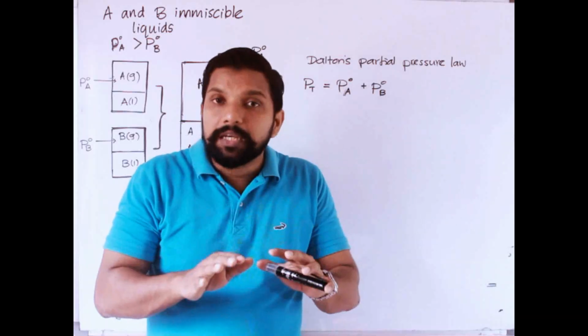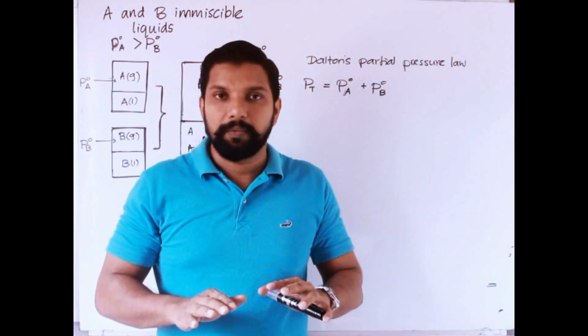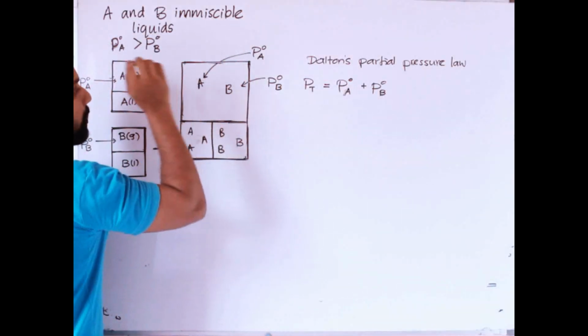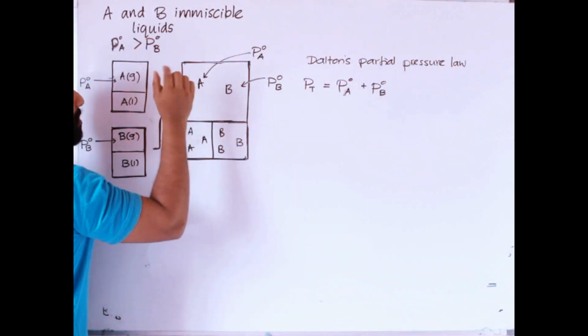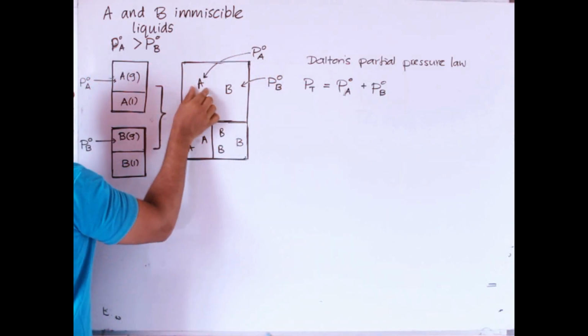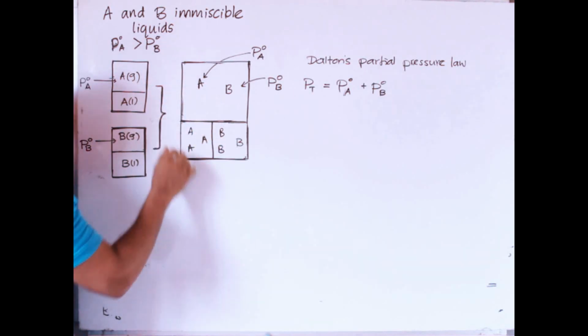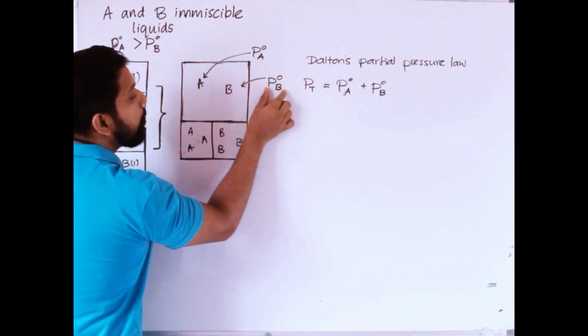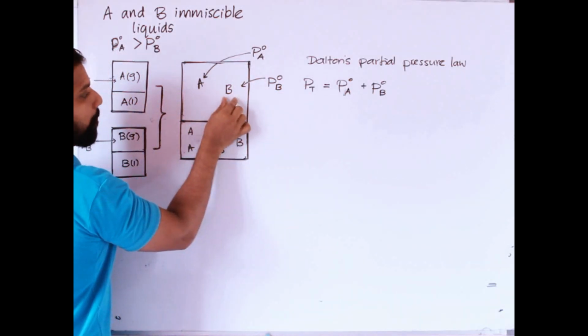Therefore, there was a vapor pressure depression. But in this case, there is no vapor pressure depression. The gaseous state will still have P naught A, that means the saturated vapor pressure exerted by A. The gaseous state will still have the saturated vapor pressure exerted by B.